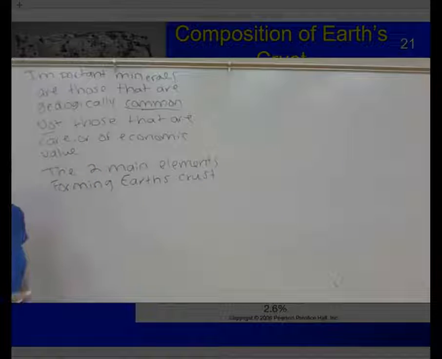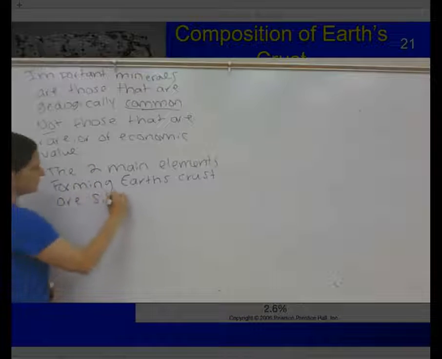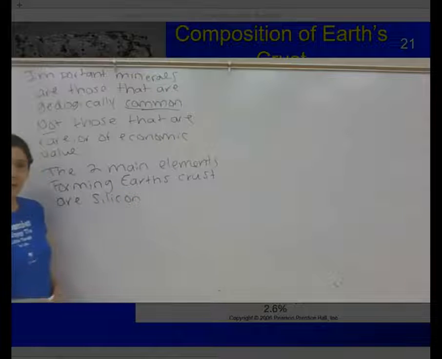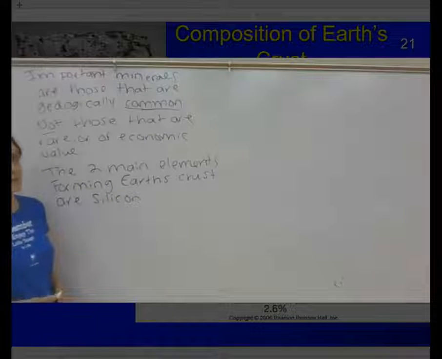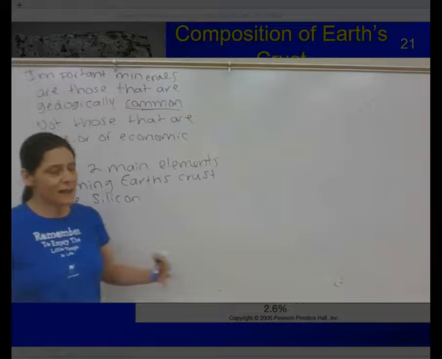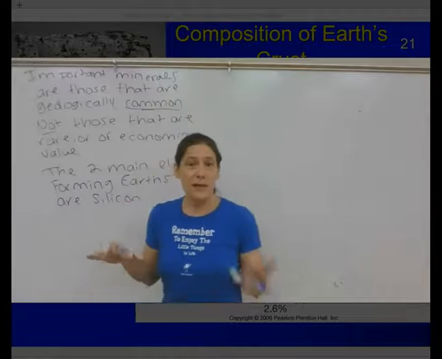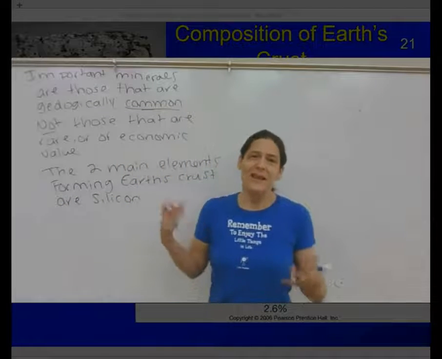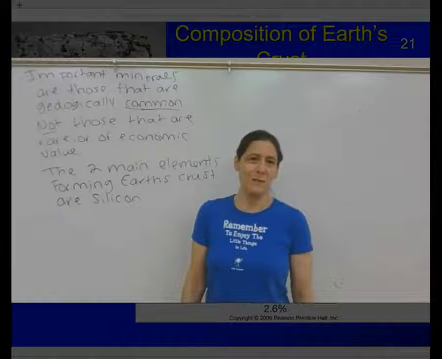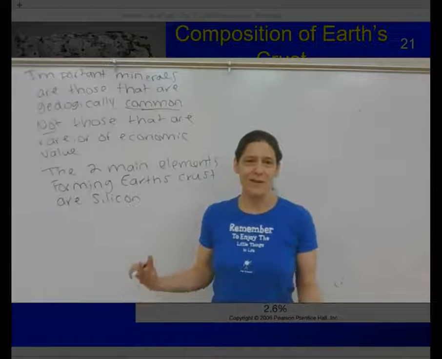The two main elements forming Earth's crust are silicon, and you actually do want to know the abbreviation for silicon. It's something that is such a common element in almost every mineral that we find here on Earth. You should really know the abbreviation, and it's not that hard. Silicon is just Si.